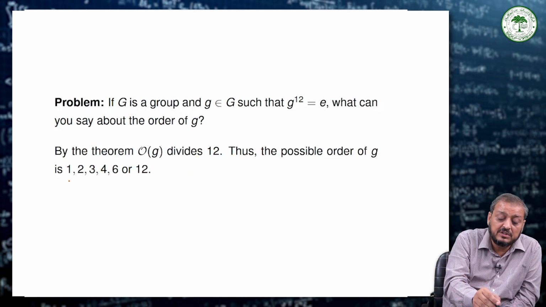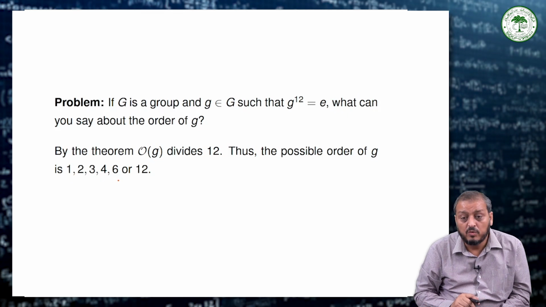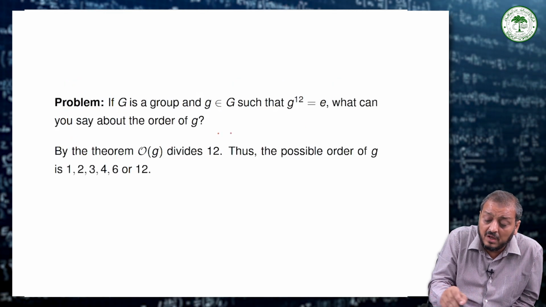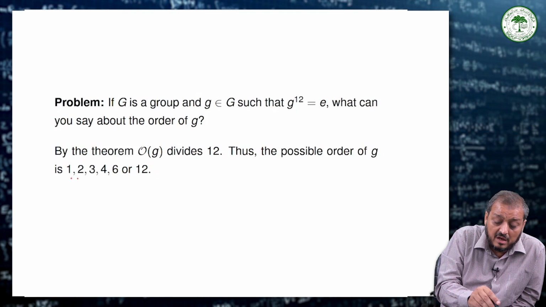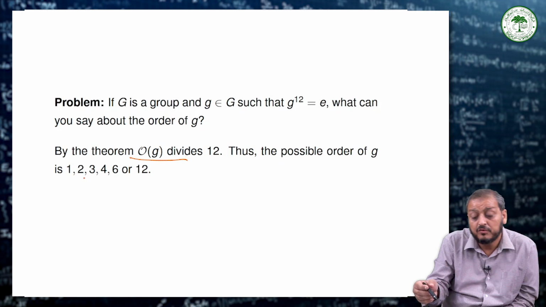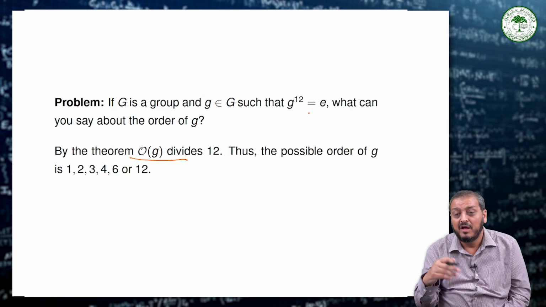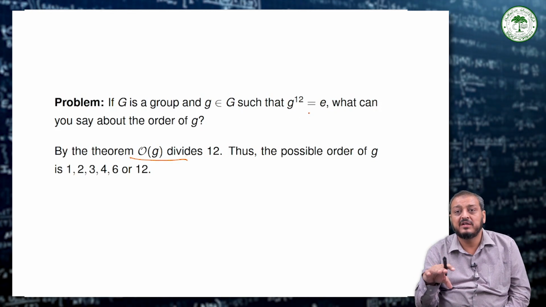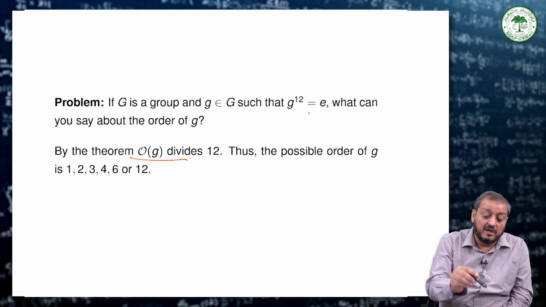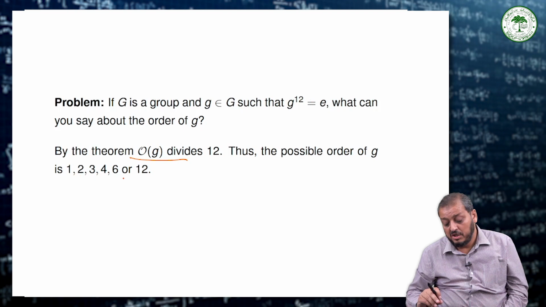So the possible orders of G are the factors of 12: 1, 2, 3, 4, 6 or 12. Now we have to say that these are the possible orders. We have to find n such that G to the power n is equal to 12 is an identity. The order of an element is the least positive integer n for which we get the identity element. So the possible orders are 1, 2, 3, 4, 6 or 12.